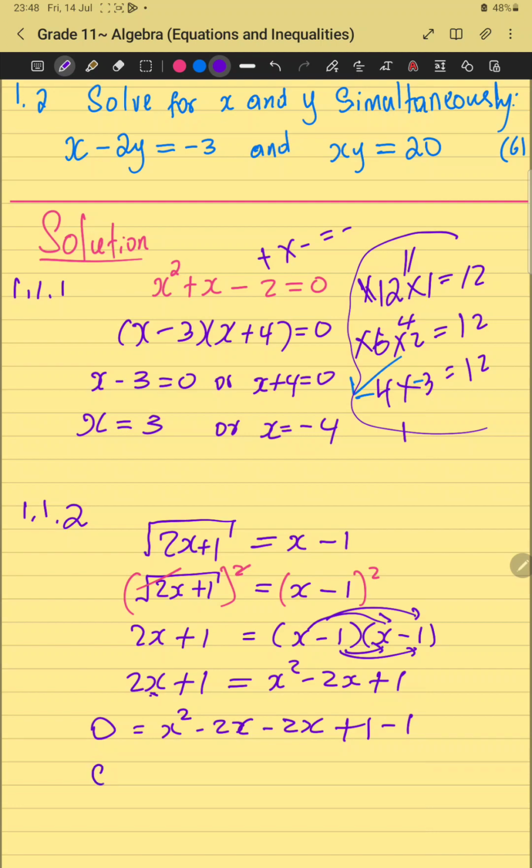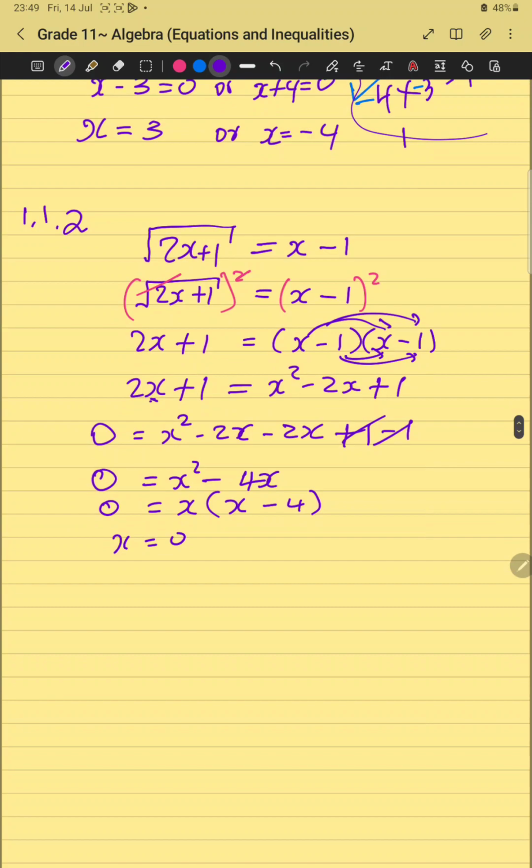So that means we're going to have 0 is equal to x squared, and then that must be negative 4x, and then 1 will nullify that. So here we're going to check what is common. x is common, so we just take out x as a common factor, and that means x must be equal to 0.